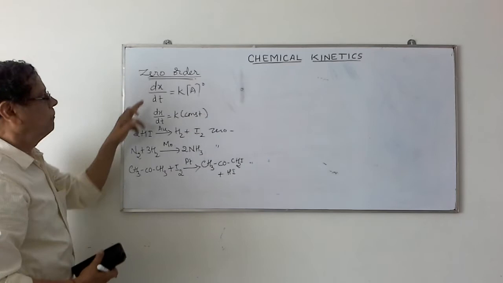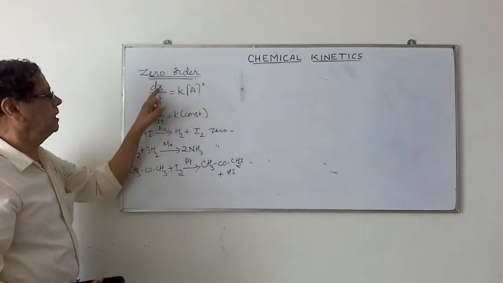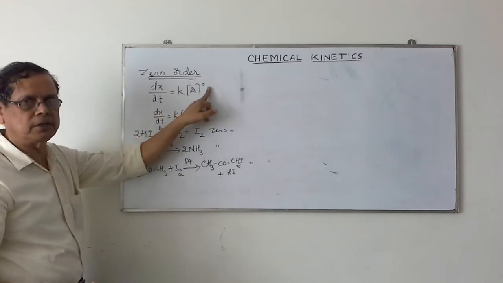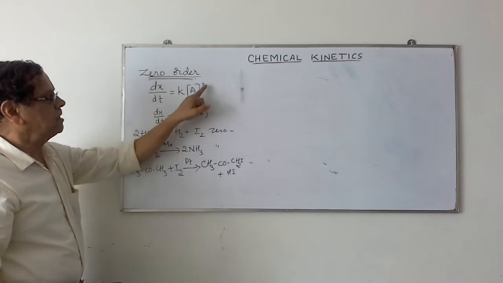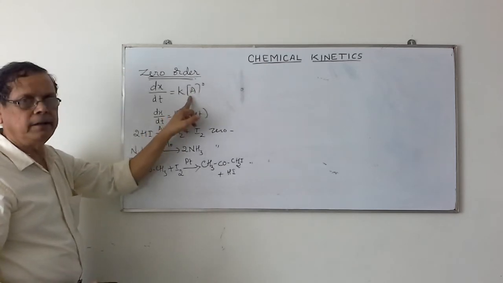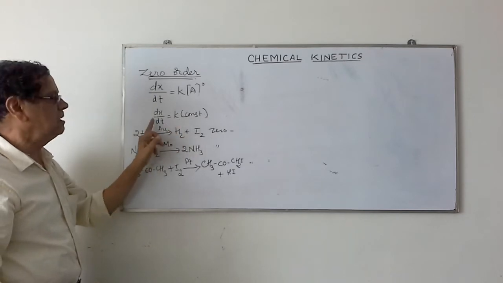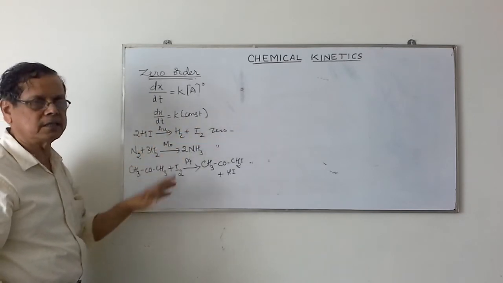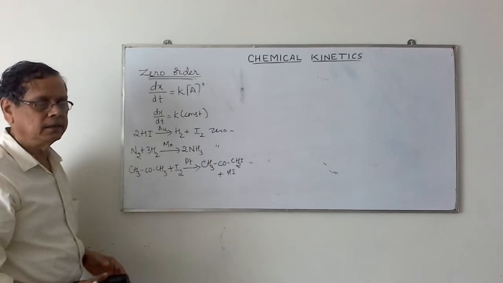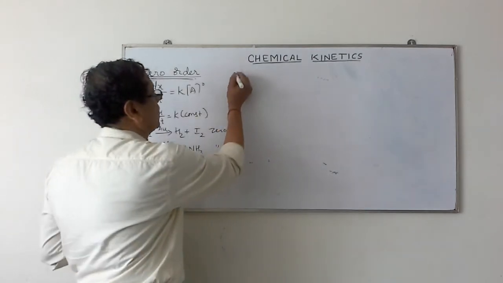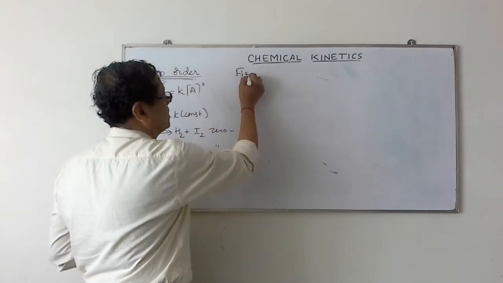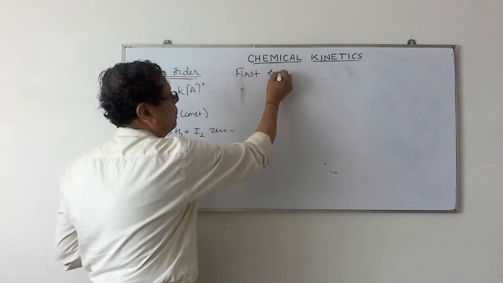Overall, when you consider a zero order reaction, dx by dt is equal to k into a to the power 0. Since concentration to the power 0 indicates 1, velocity is a constant. It does not depend on the initial concentration or concentration of the reactant. Then coming to the second one, first order reactions.